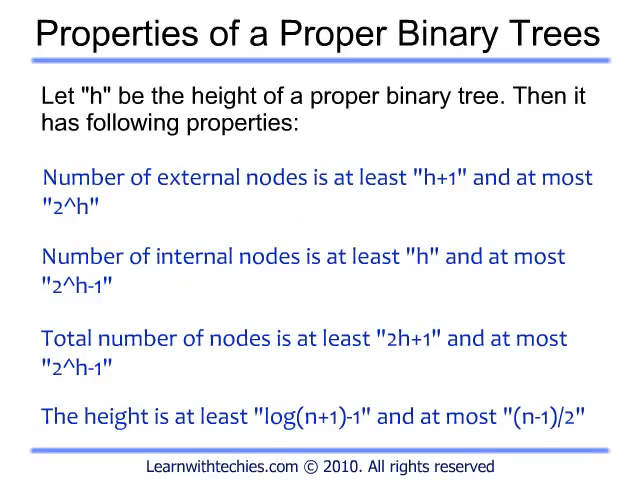These are four important properties of a proper binary tree. In subsequent slides we will see explanation and proof of each of these properties. These properties are related to the number of external and internal nodes in the proper binary tree. So, you do not necessarily need to remember each of them at this juncture.